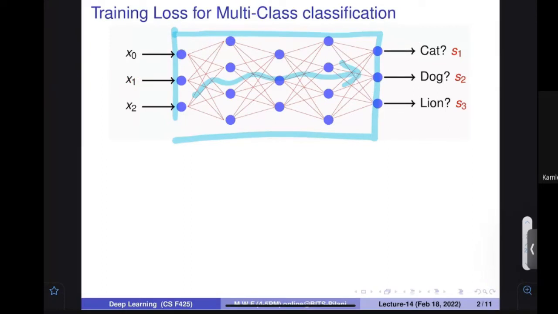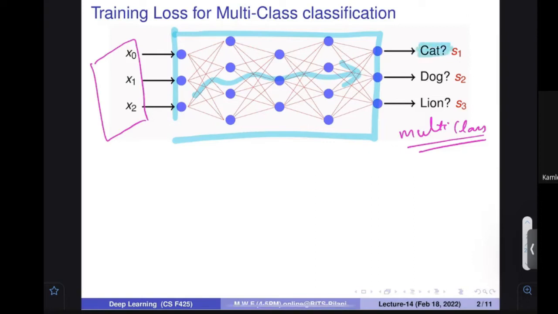Generally our setting is that the number of classes is two. We think of a two-class classification problem, but there could be settings where there are multiple classes. Then we say it is a multi-class classification problem. Right now, let's assume that whatever is fed as input can have three categories: cat, dog, or lion.